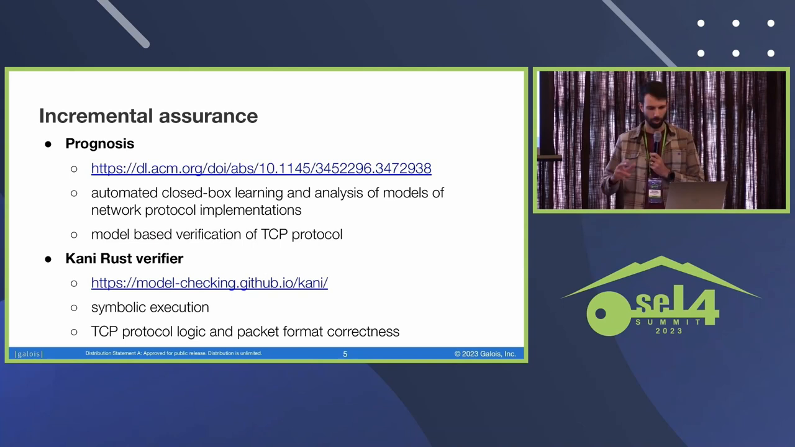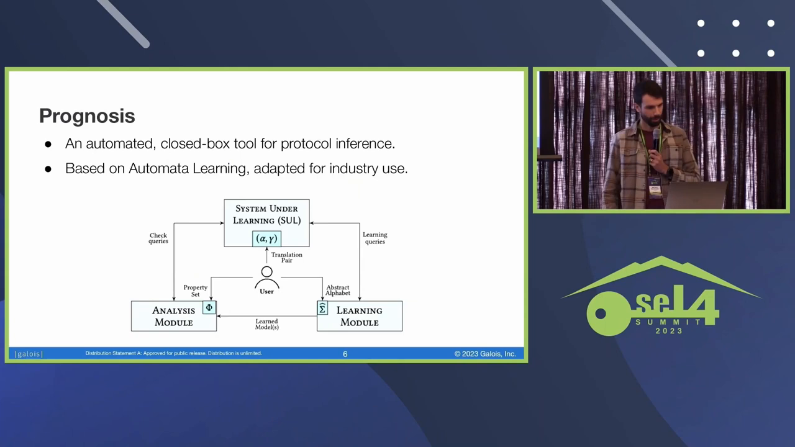Prognosis is an automated closed box tool for protocol inference. It is based on automata learning, and it has seen some industry use. The paper shows how it was used to learn about and reason about the QUIC protocol, which is significantly more complex than TCP. We use it for the TCP protocol specifically. This is an overview of the Prognosis tool.